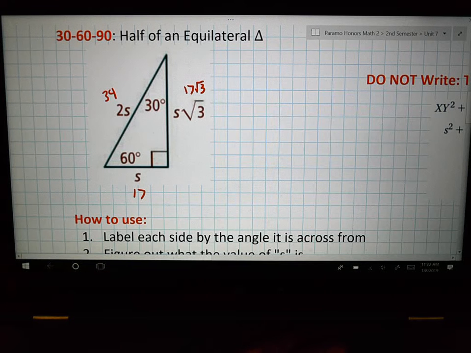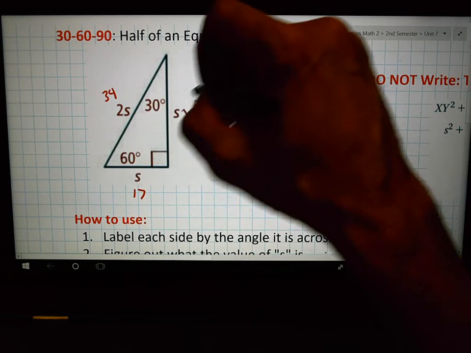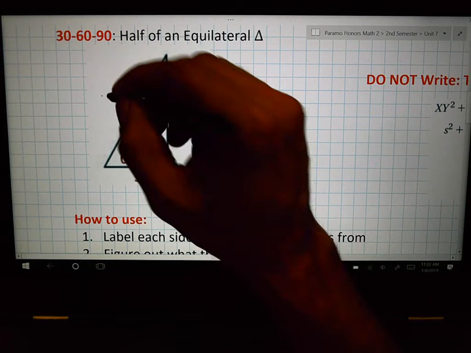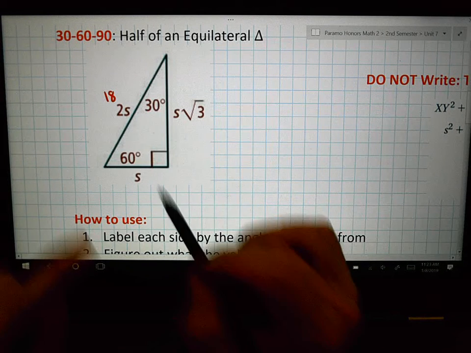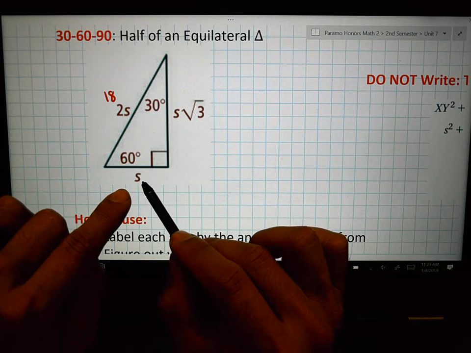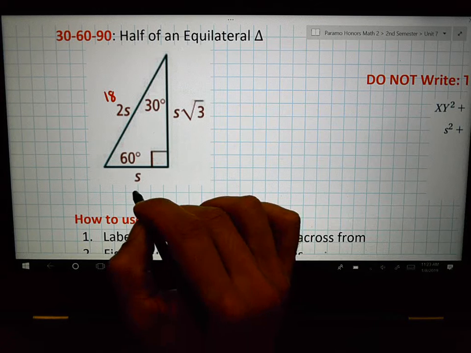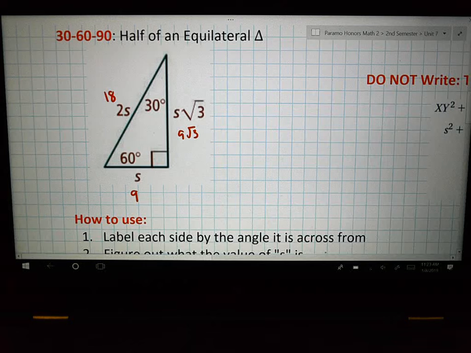It's a shortcut. You just know, based off of this pattern, that a 30, 60, 90-degree triangle will always end up following a pattern. Let's do another example. If I told you that this side was 18, and you know that this is 18 on the 2S side, then you should be able to figure out what S is. S would be 9. And this other side would be 9 root 3. That's how simple the shortcut is. You know the pattern, you put the pattern in, you use the pattern to find the missing pieces.